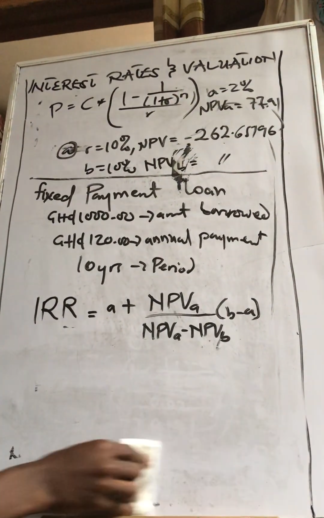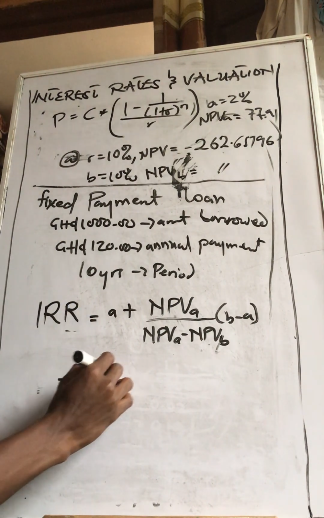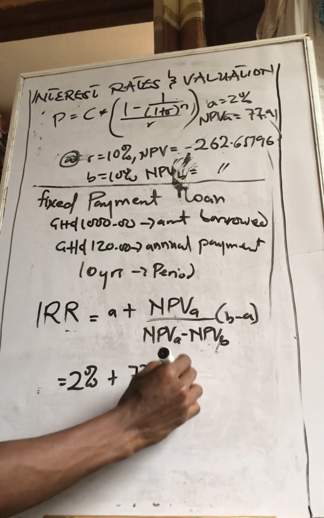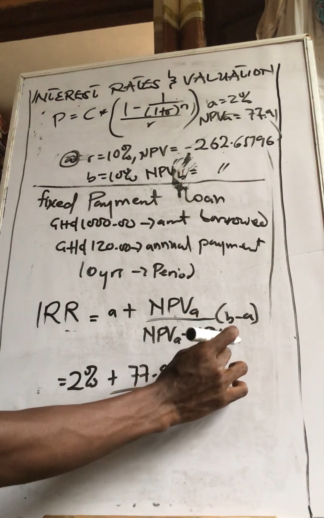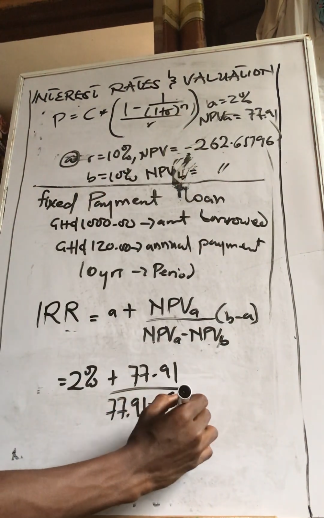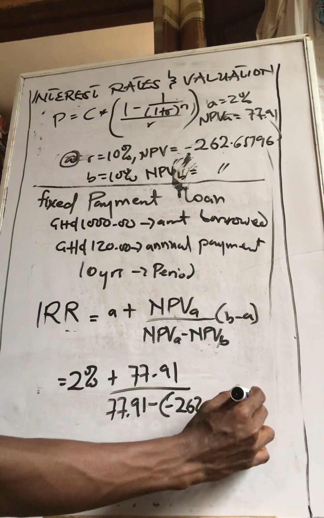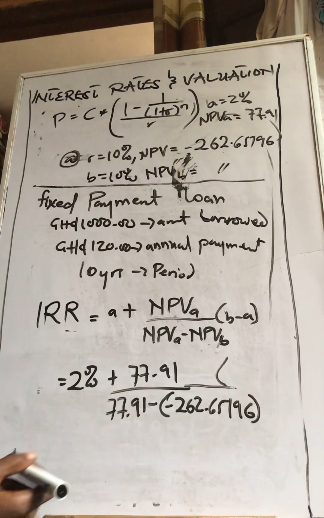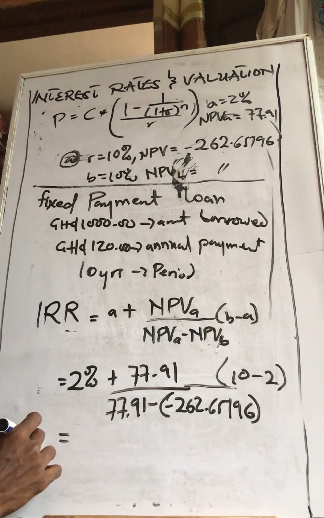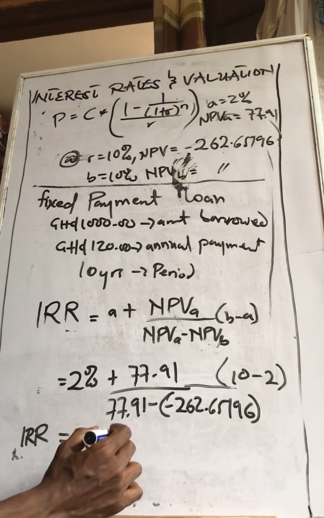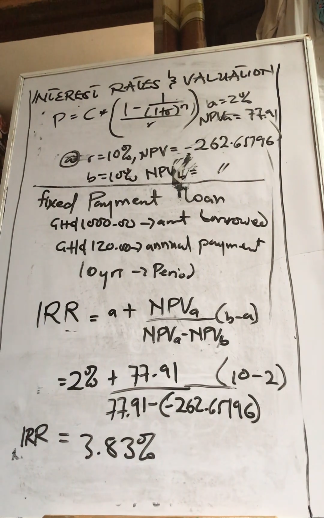Now, having gotten these values, I can substitute them into this formula, because we are interested in finding the internal rate of return. When I substitute into the formula, I get 2% plus 77.91 divided by 77.91 minus the NPV B, which was negative, so minus 262.65196, multiplied by B minus A. B was 10, minus A is this. When we do the calculation, our IRR is going to be 3.83%. So that becomes the interest rate for this fixed payment loan.